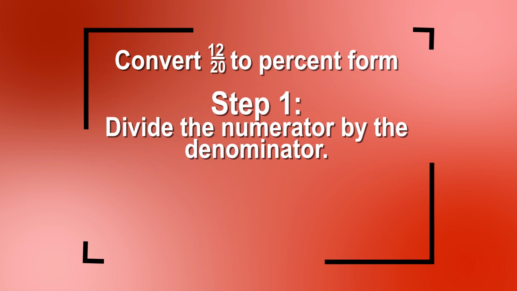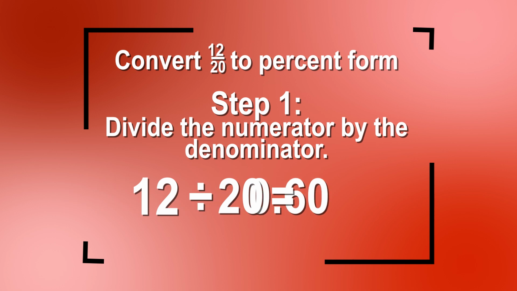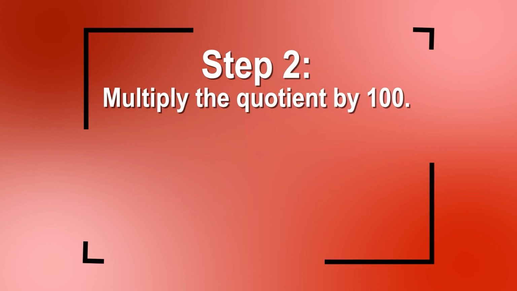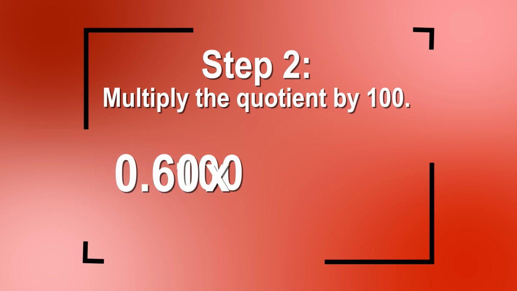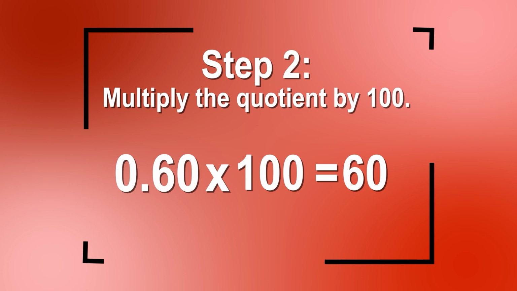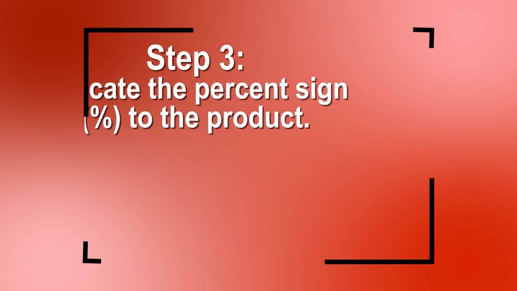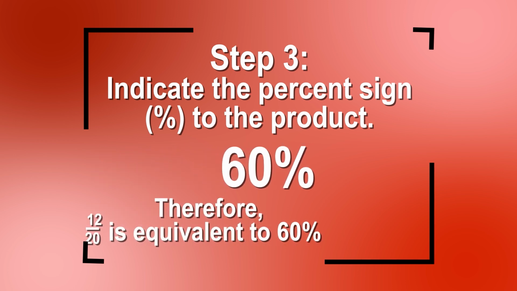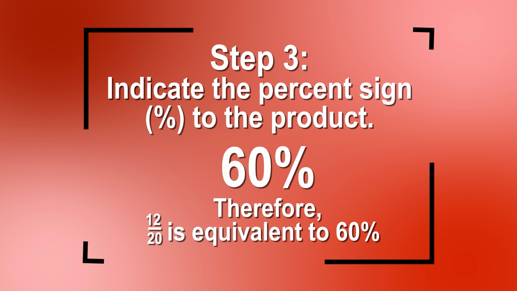Step 1. Divide the numerator by the denominator. 12 divided by 20 is equal to 0.60. Step 2. Multiply the quotient by 100. 0.60 times 100 is equal to 60. Step 3. Indicate the percent sign to the product. That is 60%. Therefore, 12 over 20 is equivalent to 60%.